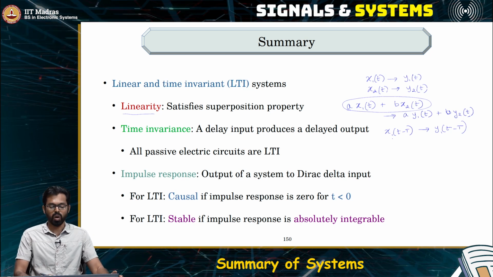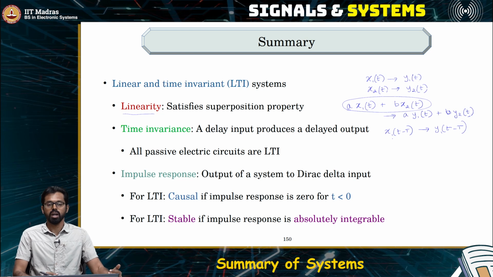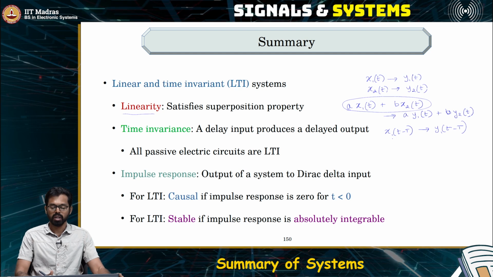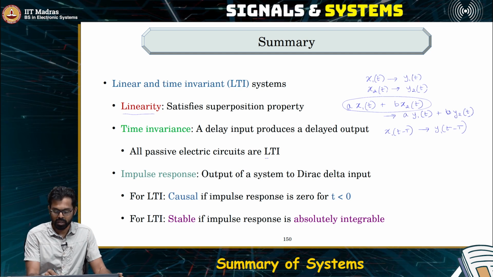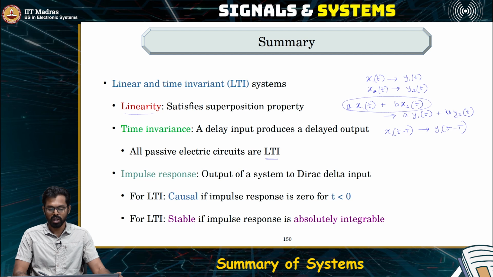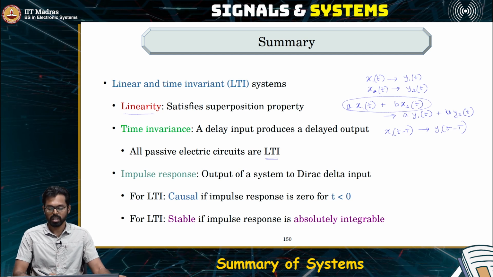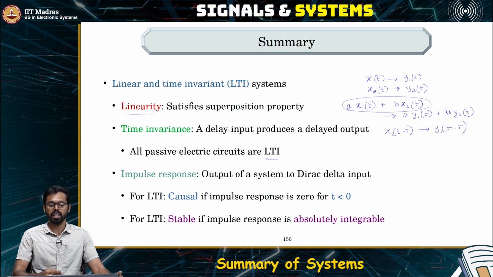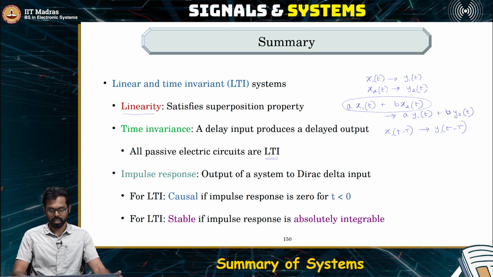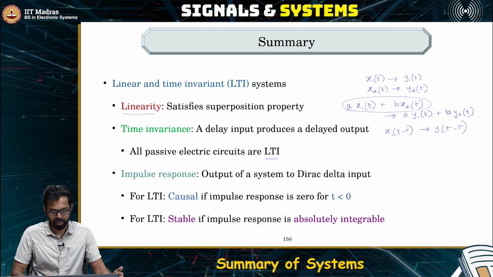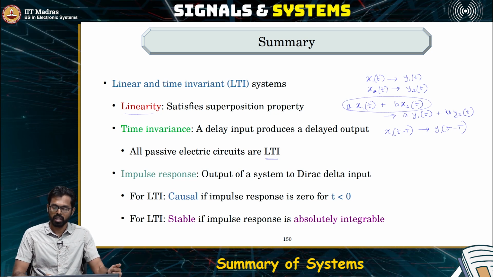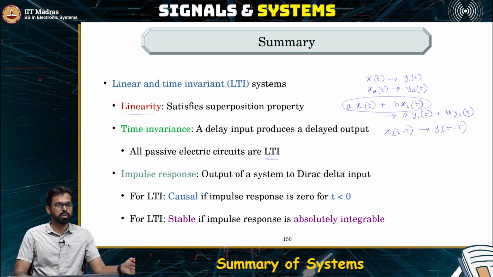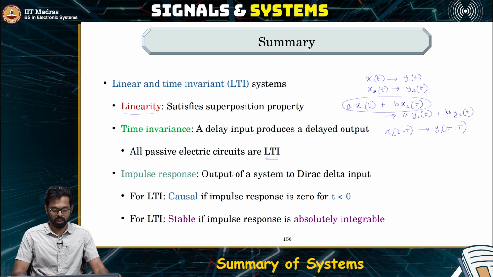And of course, we saw that all passive electric circuits and components like the capacitor, the resistor, the inductor, all of them end up being LTI systems. So this is very special to electronic engineers, because all the electronic and electric circuits can always be modeled as LTI systems, and this helps in the analysis of all the circuits that we would be constructing. And when did we say that we will understand a system? We said we will understand a system if we know the input-output relationship for any possible input.